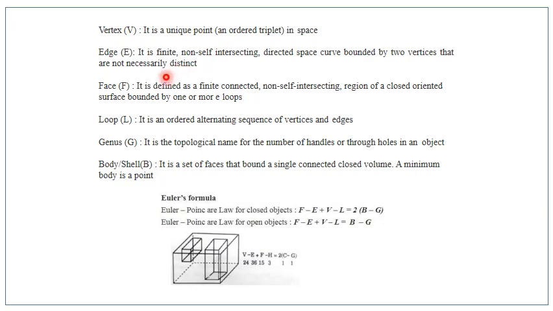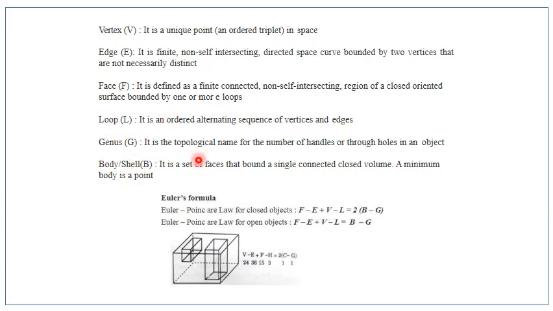And what is meant by face? A number of edges connected in a closed manner form a face, which is also a non-self-intersecting region of a closed oriented surface bounded by one or more loops. Loops are nothing but closed, so non-open edges. A loop is an ordered alternating sequence of vertices and edges, as I said earlier in this point.